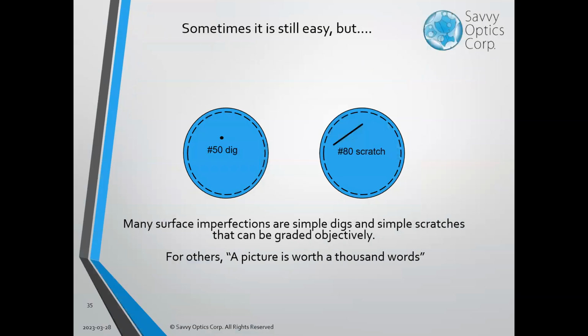So sometimes it is easy, but there are a lot of imperfections that are really kind of challenging. Real imperfections aren't little dots and lines on paper, right? They're much more irregular and non-uniform, right? So a lot of imperfections, simple digs and simple scratches, can be graded objectively, but the other ones, you really have to think about it. You've got to make some judgment calls, and as we say, a picture's worth 1,000 words. So hopefully that was helpful.